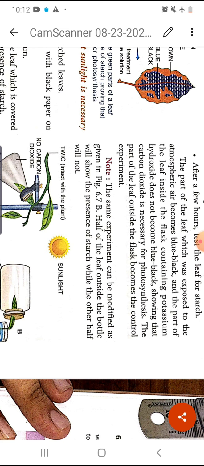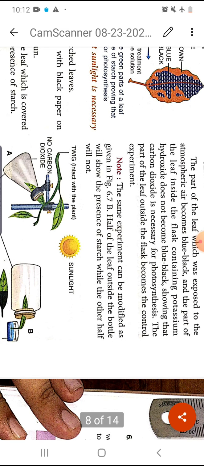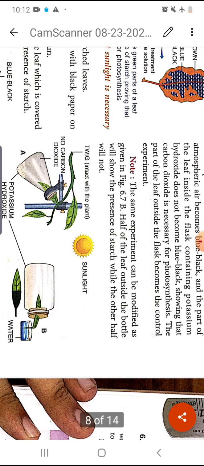Why? That shows that carbon dioxide is necessary for photosynthesis. The part of the leaf outside the flask becomes the control experiment.